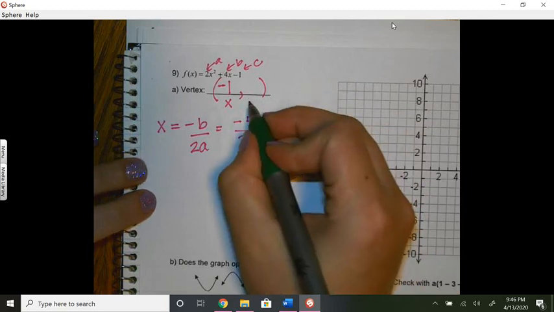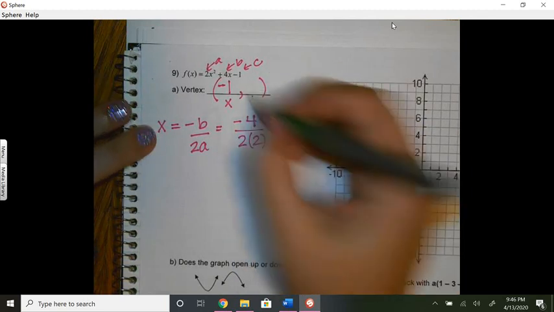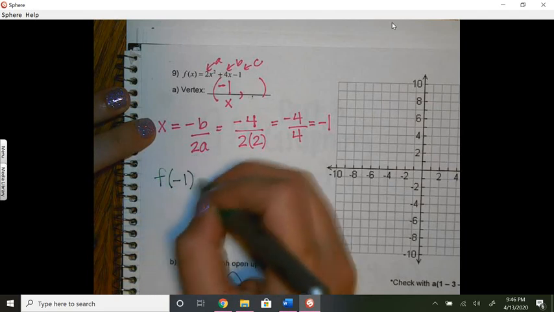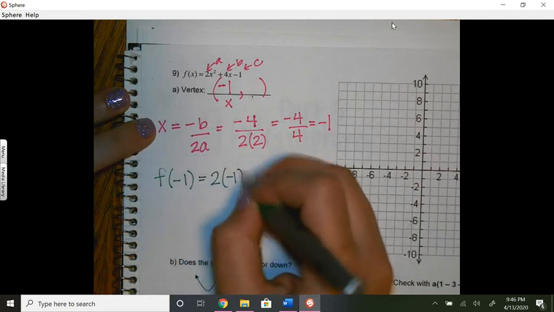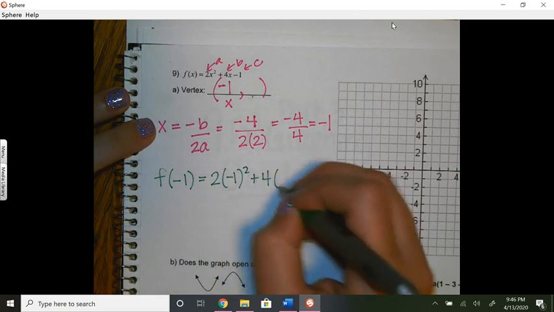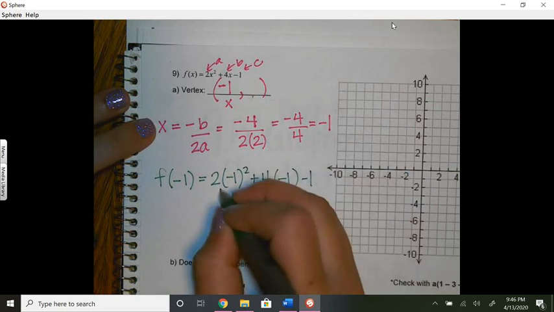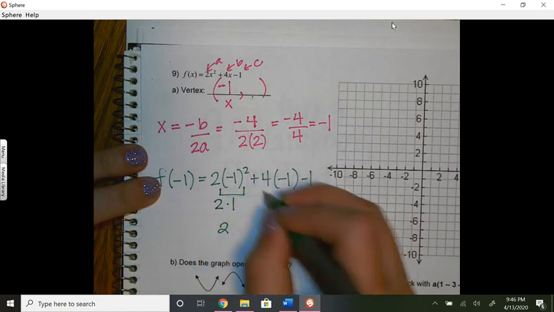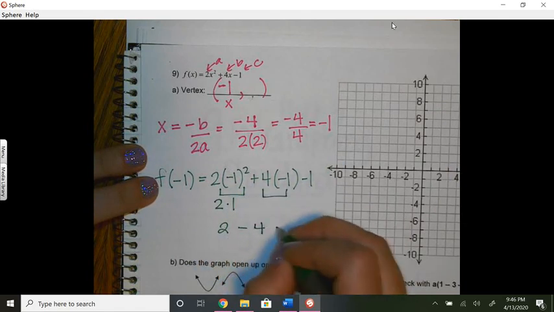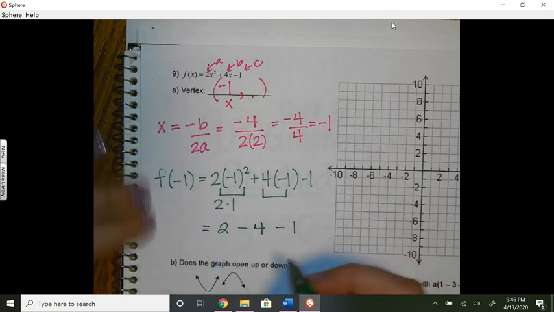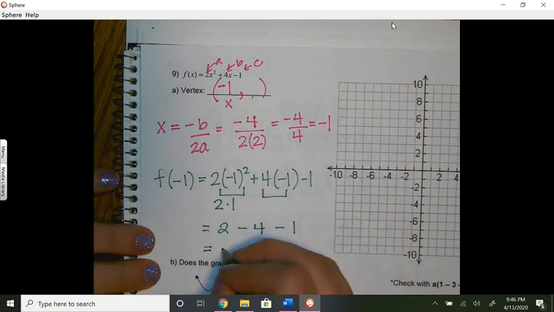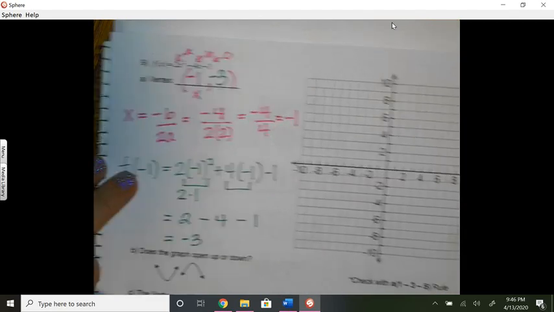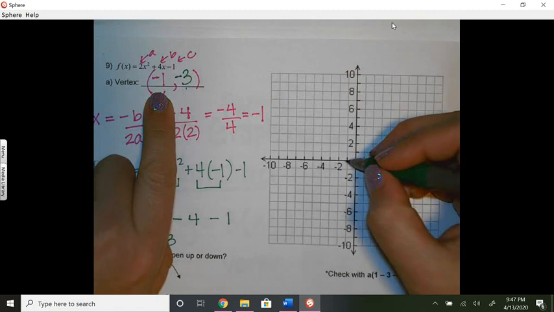So then to find the y value, or the second value here of our ordered pair, we're going to go ahead and plug in negative 1 for x. Order of operations, we do exponents first, and then we multiply. And then we add and subtract lastly, so we get negative 3. So now we have our vertex, negative 1, negative 3.